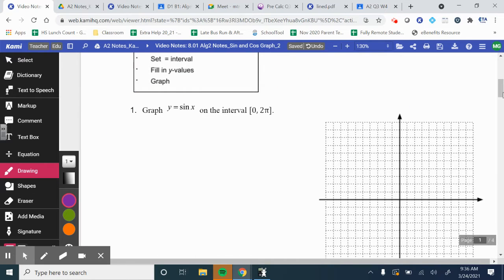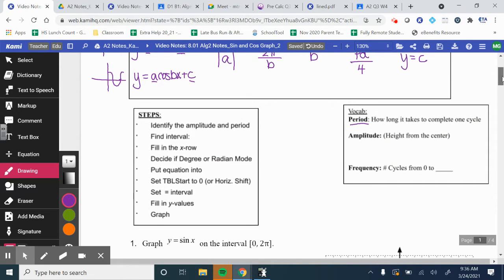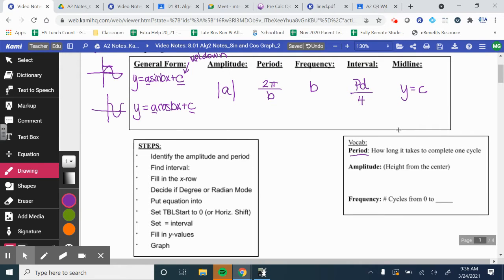All right, so again, your vocab over here, the period is how long it takes to complete one cycle. So you have to know what one cycle looks like, which I just drew up over here. So how long it takes to complete one full cycle of sine. So if this is 2 pi over here, then the period is 2 pi. Here is where one cycle ends of your cosine. So whatever that is would be your period.